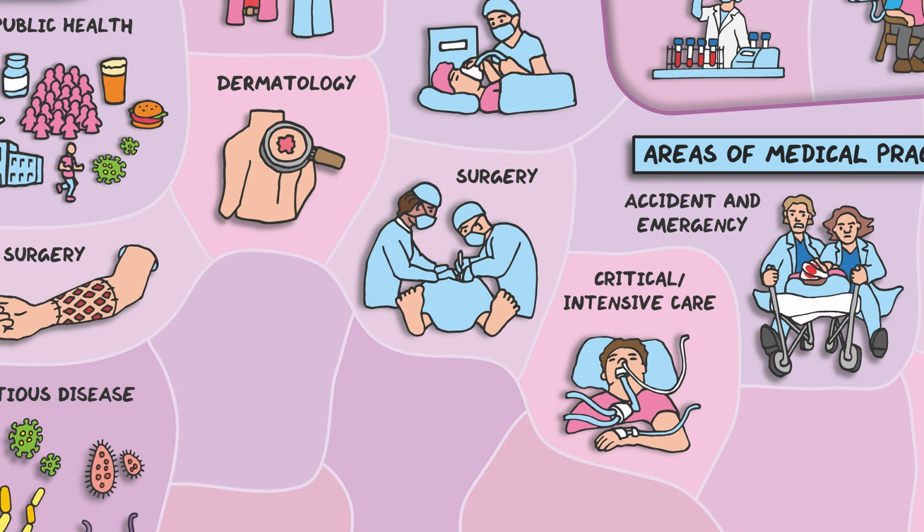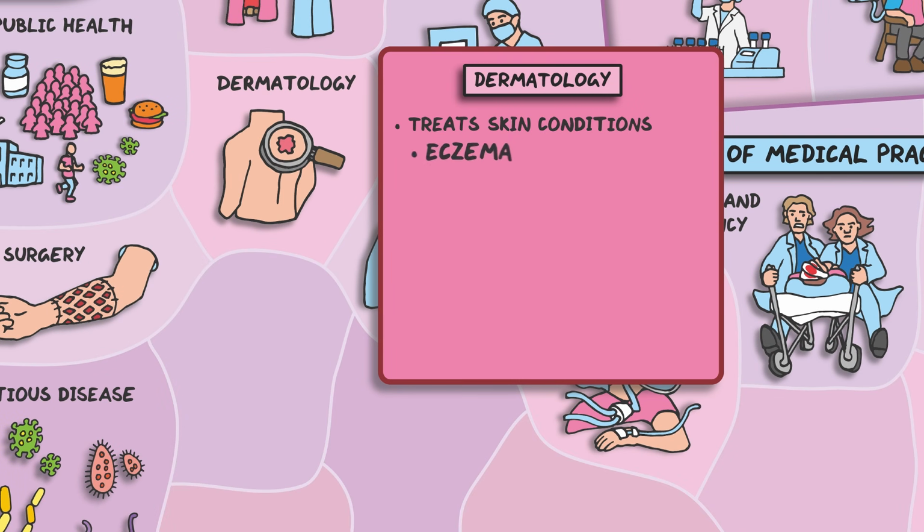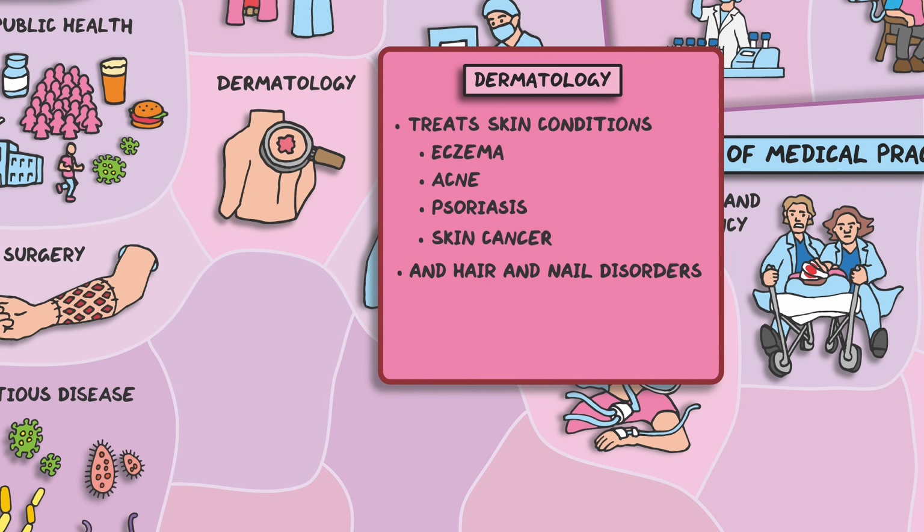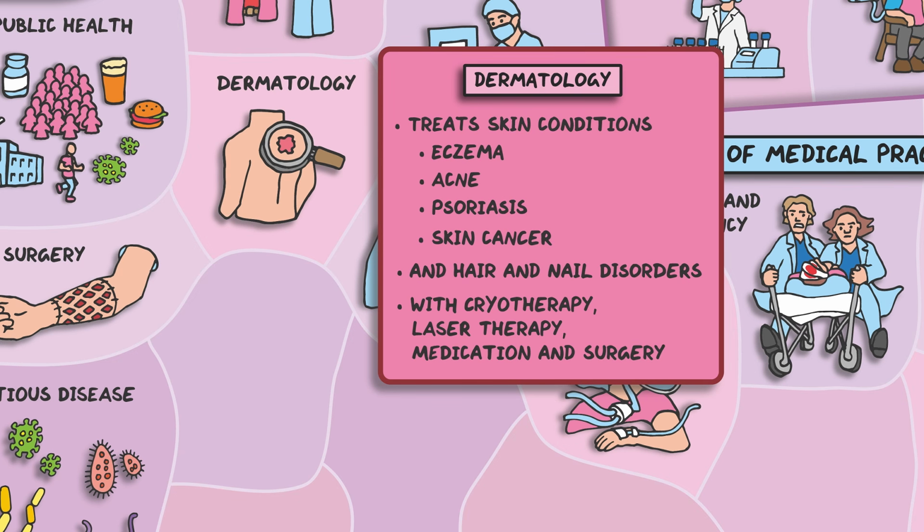Next is dermatology, which treats conditions of the skin like eczema, acne, psoriasis, and skin cancer, as well as disorders involving our hair and nails. Dermatologists play a vital role in the early detection and management of skin cancer, which is one of the most common and potentially deadly types of cancer. Treatment methods include cryotherapy, laser therapy, as well as medication and surgery.